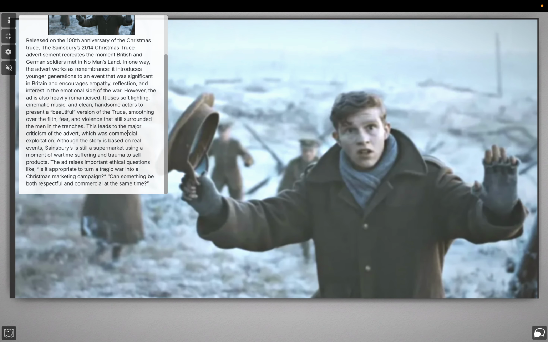Okay, the Sainsbury's advert. The Sainsbury's 2014 Truce advert was released on the 100th anniversary, and for me, it's pretty romanticized. Yes. And it's kind of heartless, in my opinion. Like I said here, many people think it's heartless because it's trying to use this suffering to get people to buy their products, and it's kind of unethical to some people. But yeah, it does spread a lot of awareness and increase remembrance. It makes people want to remember, and it educates people about what happened that day.